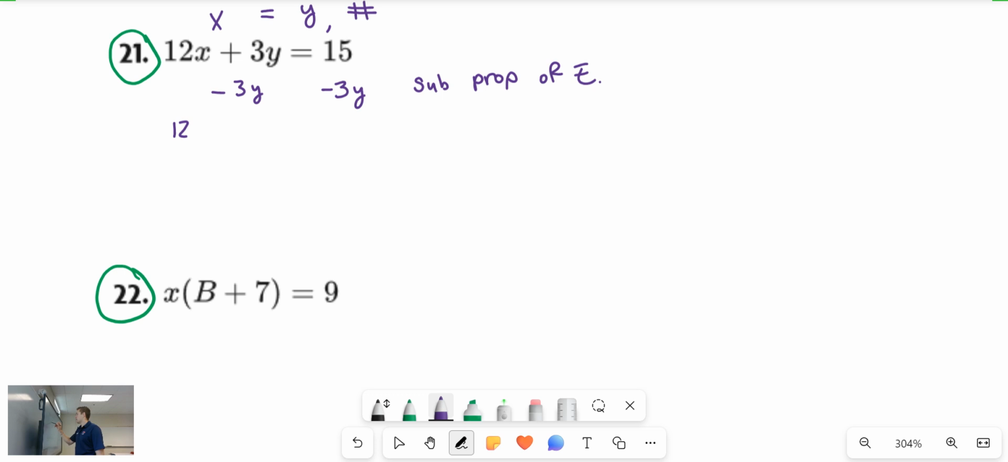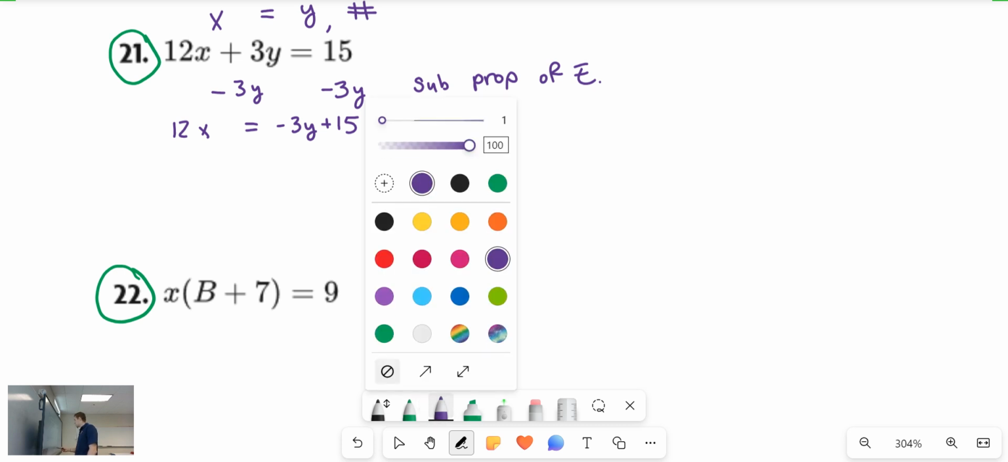Now we should have 12x on the left side equals negative 3y plus 15. We could have also written this as 15 minus 3y. It's going to be the same, right? Because of the commutative property of addition, we can always change the order of addition. So instead of 15 plus negative 3y, we can have negative 3y plus 15. Those are going to be the same.